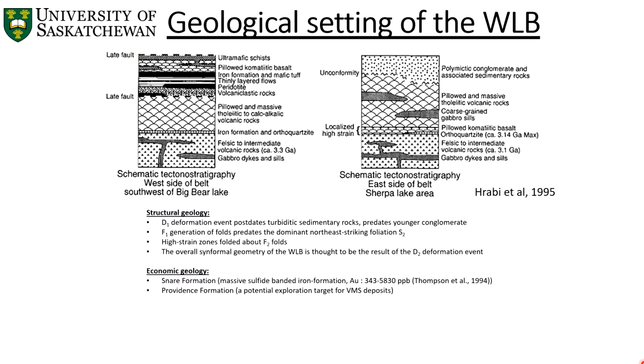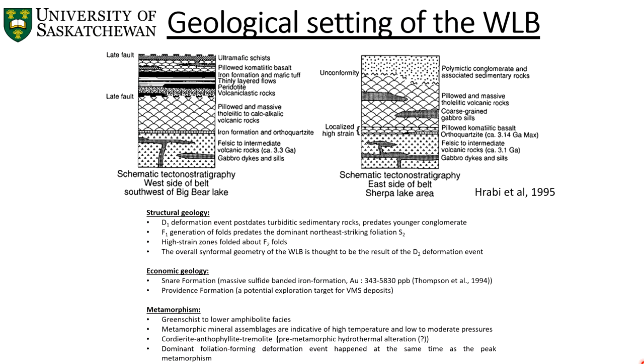An overview of the economic geology of the belt. The Snare formation is known to host massive sulfide and banded iron formation with grades of gold. There is a potential exploration target for VMS deposits in the Providence formation.